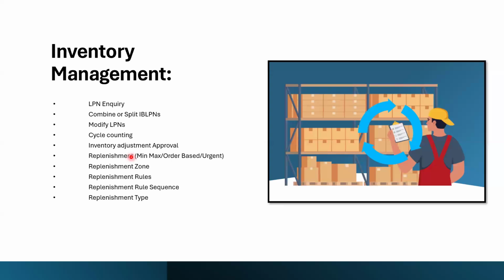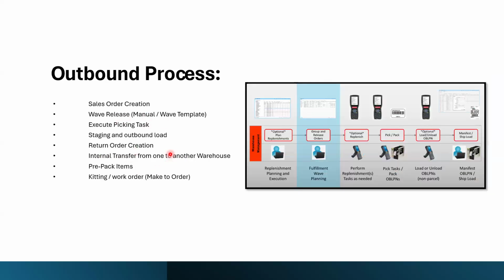And then we'll see the outbound process, like once we get the sales order from the customer, how we will fulfill it. Then how we will execute the picking task so as to create an OBLPN for shipment. And we will see the multiple ways you can pick and also ship the OBLPNs that you have packed. You can ship it from the UI, you can ship it from RF, and of course from the APIs. All those scenarios we will see.